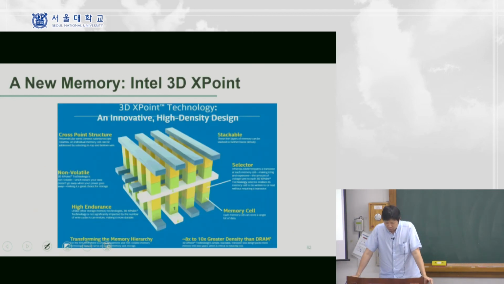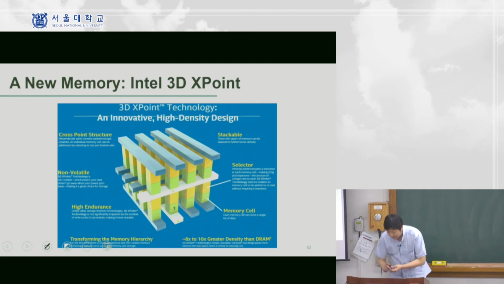So new memory includes things like, I don't know how many of you have heard about crosspoint or MRAM or PRAM or PCM and so on. There are many alternatives being considered to replace DRAM and flash. One of the examples is Intel's 3D crosspoint, which is somewhere between DRAM and flash.